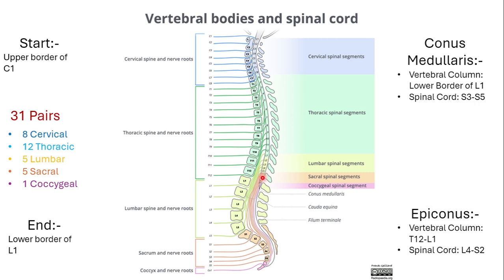All right. And down here, this part here, this is basically the lumbosacral nerve roots coming out of the conus and epiconus. So the conus medullaris and epiconus give off lumbosacral spinal roots and they make this horse tail shape, and we call this the cauda equina, which means horse tail in Latin.